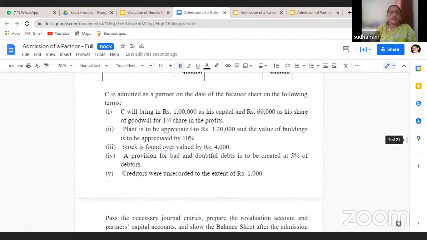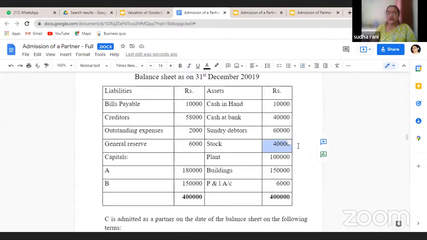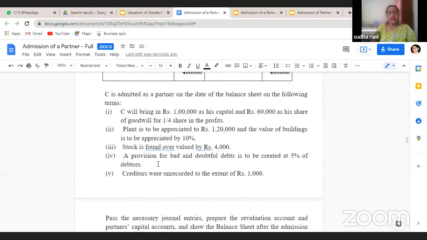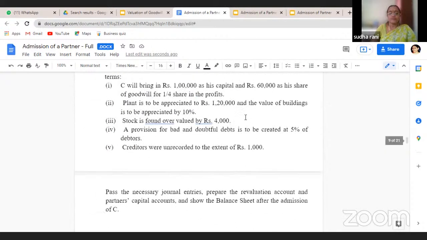Look into the third point. The stock is found overvalued by 4,000. Actually, what is the stock showing in the balance sheet? 40,000. But instead of saying decrease, he said it is overvalued, meaning it is in excess of what it should actually be. How much excess? 4,000. That means we are supposed to reduce the stock by 4,000. So a decrease in the value of an asset goes on which side? Debit side. See here the arrow mark, decrease in assets, debit side. So stock, what is the value asked to reduce? 4,000. Right.